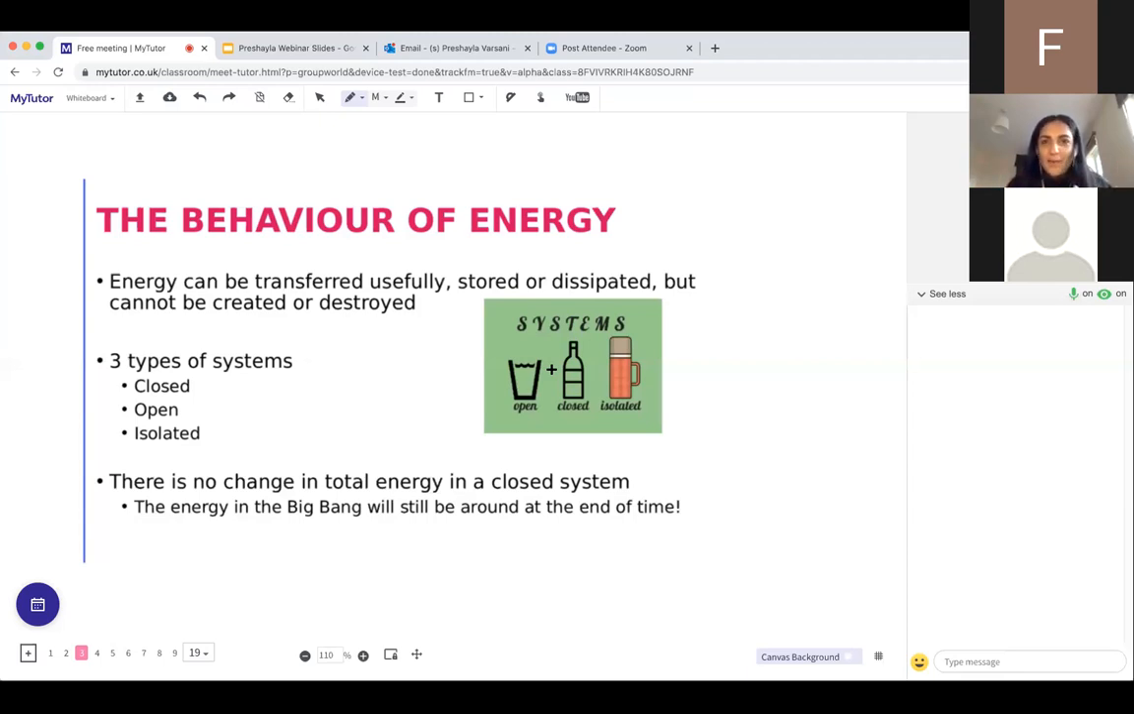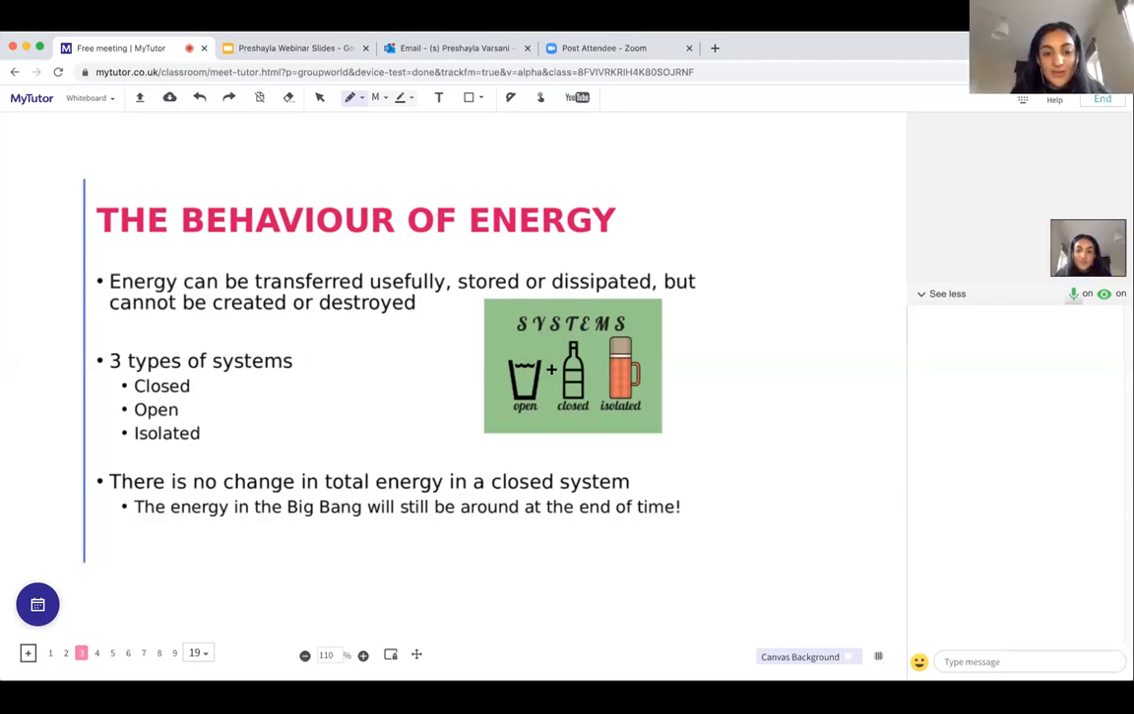The way that we like to describe it as tutors and teachers is the energy that was created in the Big Bang is all going to still be there at the end of time, okay, because there is no change in energy. Energy can't be created or destroyed. It's always just being transferred from one form to another. It's kind of a weird concept to get your head around.